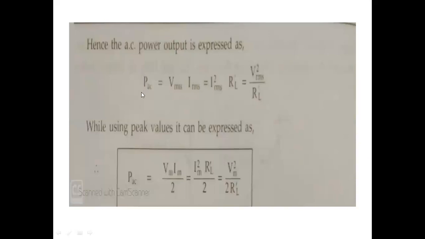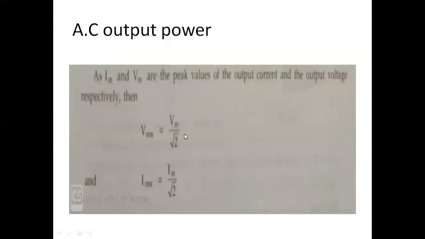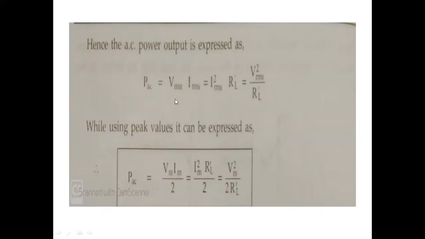Then the power, we know the formula P is equal to V into I. So V into I means VRMS into IRMS. Another formula is I square RMS into RL dash, and V square RMS by RL dash. You know the formula, we are just using this formula only. So that is VRMS into IRMS. VRMS means Vm by root 2, IRMS means Im by root 2. That is Vm into Im by 2. This is the AC power.